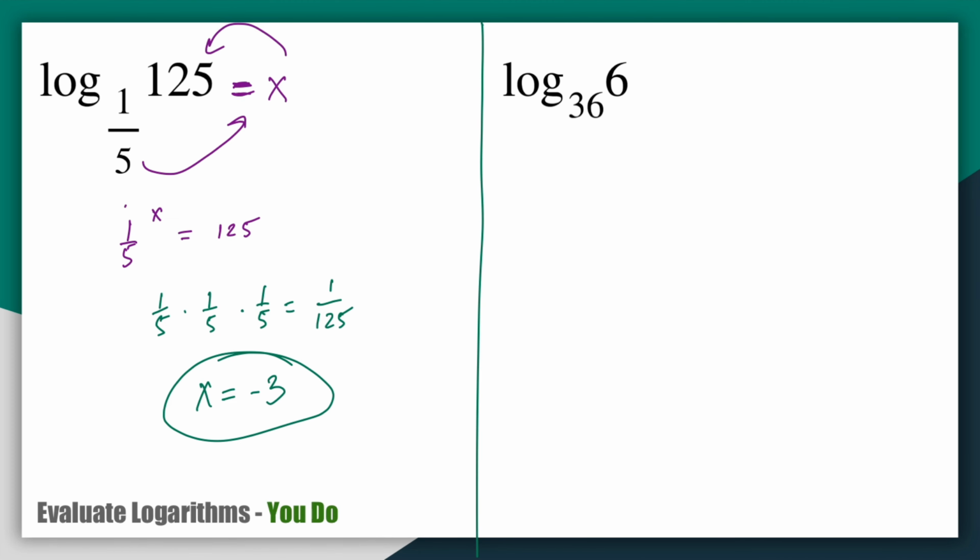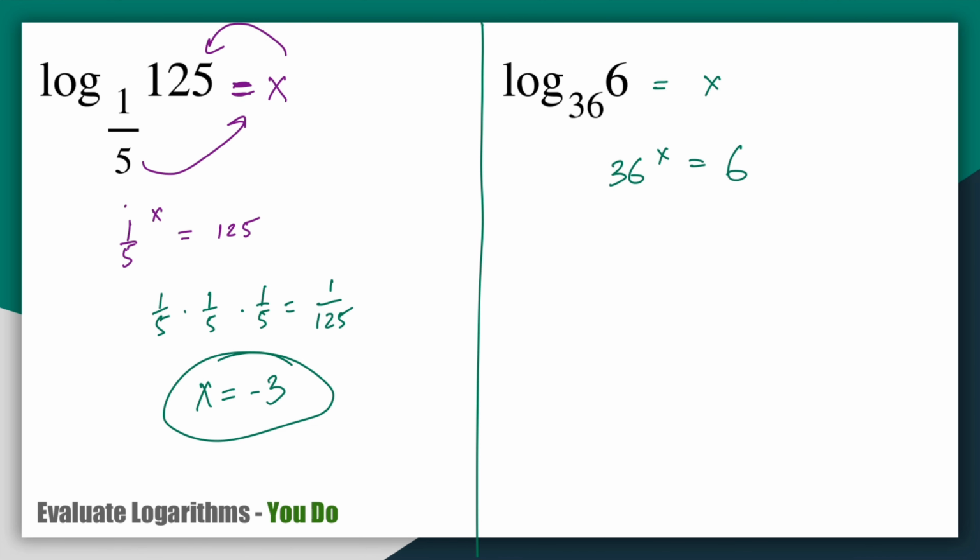Now this one on the right, log base 36 of 6. This one's a little tricky to think about, okay? And I want you to start to see why we don't always look at it this way and why we're going to use those properties later, okay? And yeah, so let's look at this, right? Set this equal to x. 36 to the power of x is equal to 6, okay?